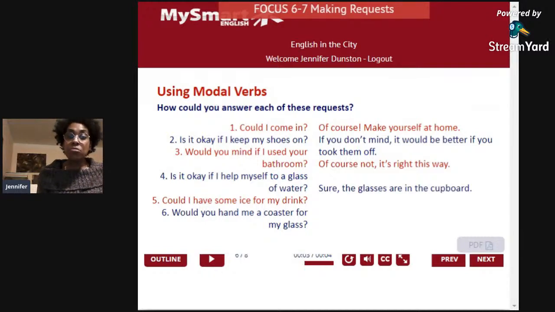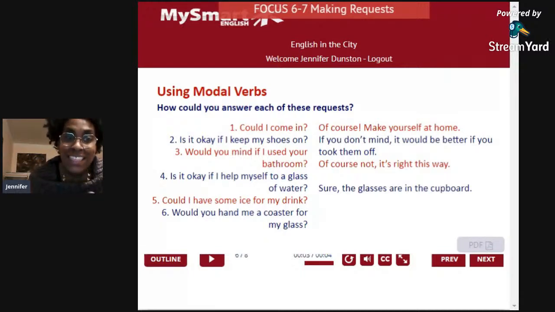So if someone makes the request, is it okay if I get myself a glass of water? Then you can say, sure, the glasses are in the cupboard. Now look at the first request. Remember request number 1? Can I come in? Of course. Make yourself at home. Now I'm saying, come into my house. My house is your house. So just act like this is your house. So then you ask me, is it okay if I help myself to a glass of water? And you say, sure, the glasses are in the cupboard.